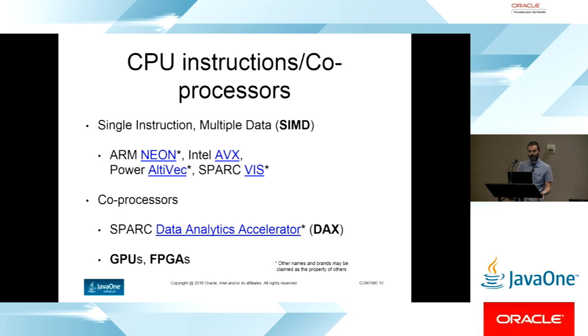And then there are coprocessors like the SPARC Data Analytics Accelerator, DAX, that was mentioned by John Fowler in one of the keynotes at Oracle OpenWorld. And then they have a Java Stream-like API that can call into this coprocessor. This is one of the use cases we're looking at in terms of investigating for our APIs: can we leverage SIMD instructions, but also can we leverage coprocessors like the SPARC DAX?